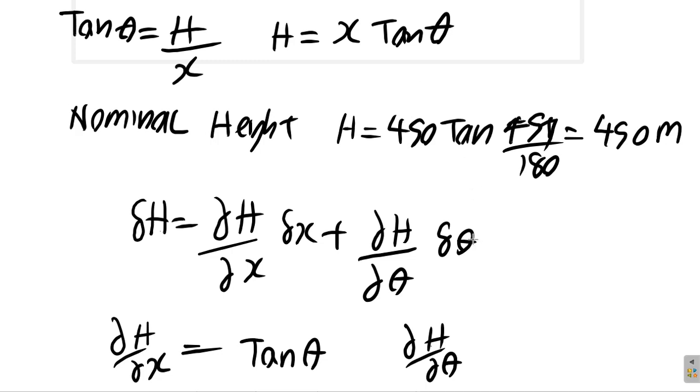You should remember parts of your table of derivatives. When you differentiate sine, you get cos; cos you get sine; tan x you get sec square x. So this is going to be x times sec square theta. Differentiate tan theta, you get sec square theta.